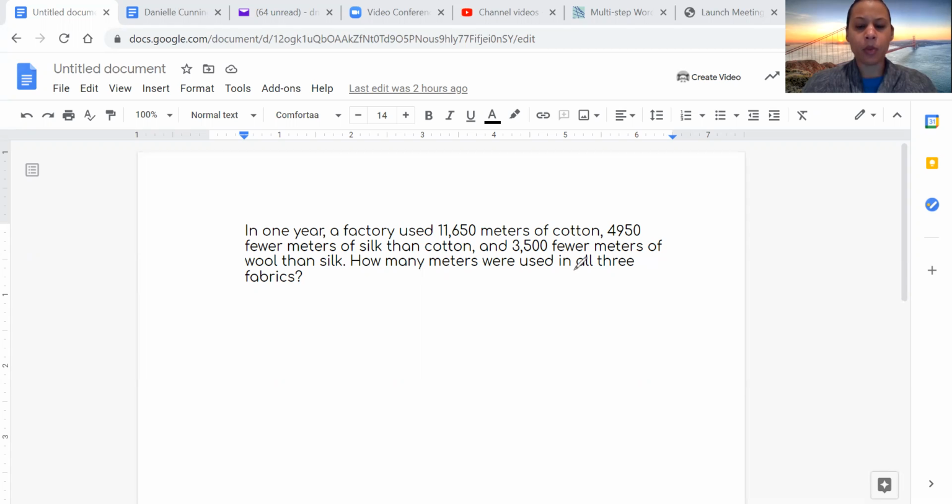For this problem, we're going to have to do some subtraction and figure out how much silk there was, as well as how much wool there was. And then the final step will be all three fabrics. Now for this particular problem, it gave us information with how many meters of cotton there were. So we know exactly how many meters of cotton there were. So that would be the start of our problem.